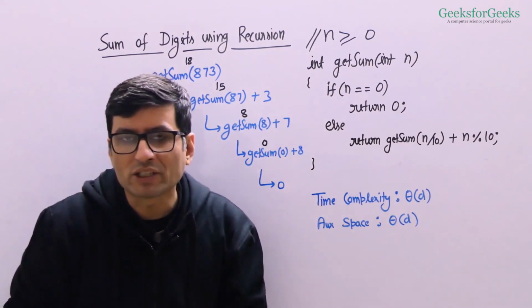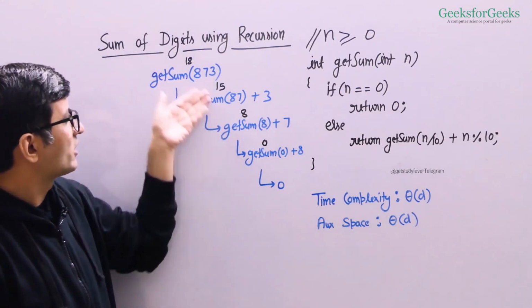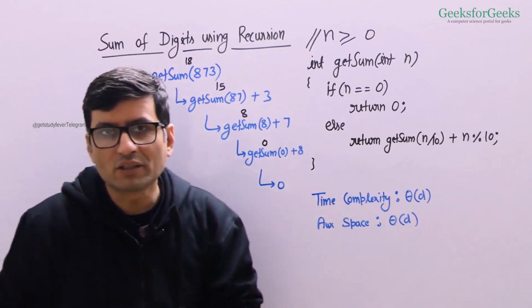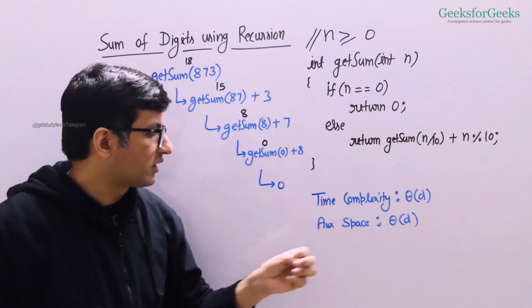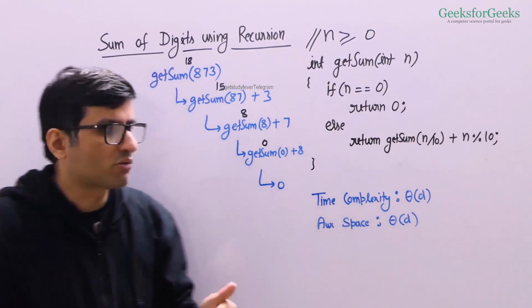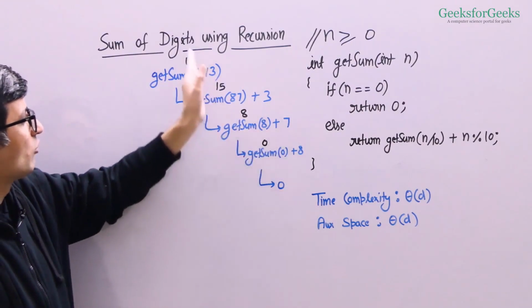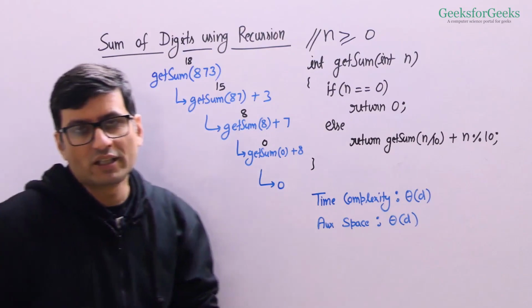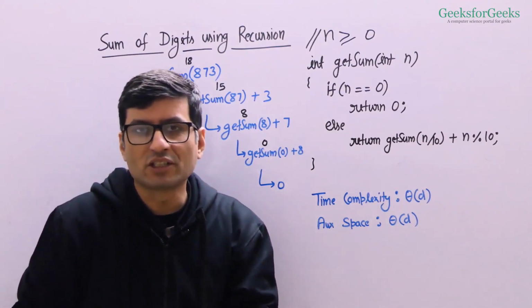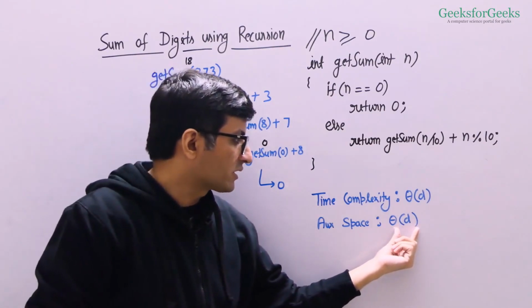Now what is the time complexity of the solution? See, it's going to make d plus 1 recursive calls if there are d digits in the number. So we can simply say the time complexity is theta d, and auxiliary space is also required for the function call stack. For example, at this moment, you have 4 functions in the function call stack. And this is again d plus 1, where d is the number of digits in your input number. So auxiliary space can also be written as theta d.